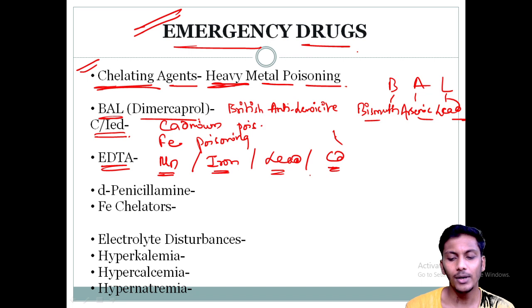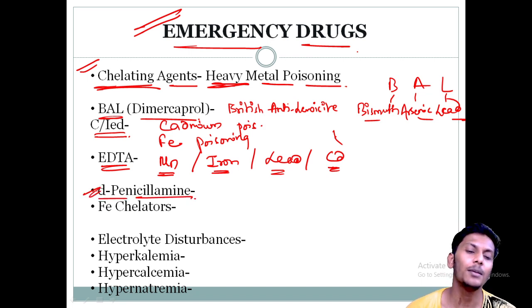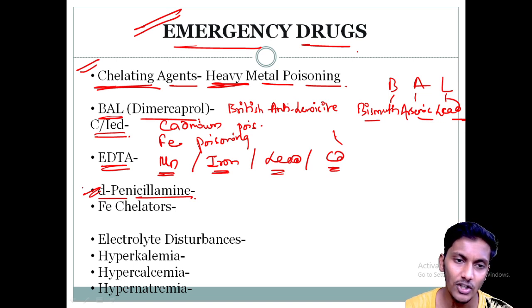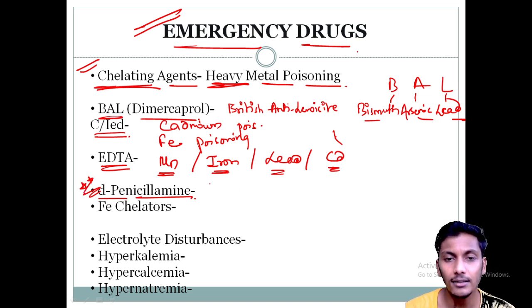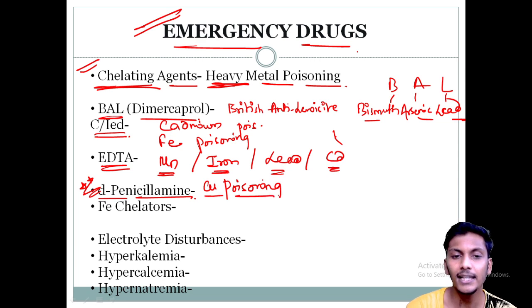Now moving on to our next one, guys, that says D-penicillamine. So D-penicillamine is an important chelating agent. A question was asked on D-penicillamine. So D-penicillamine is used generally in cases of what? It is used in cases of copper poisoning, as we all know. Okay, so please remember, D-penicillamine is used in cases of copper poisoning.